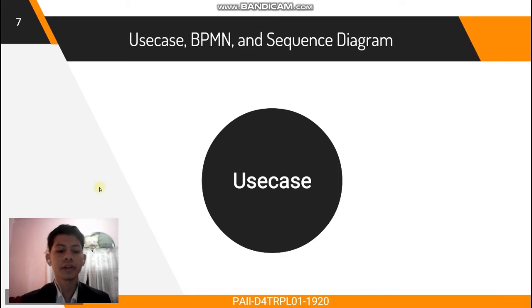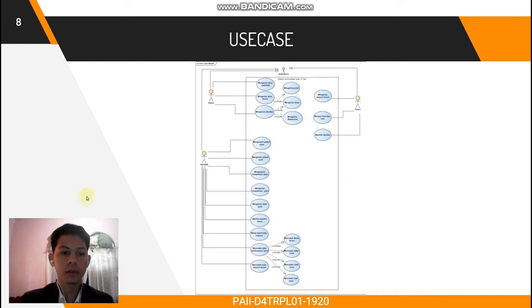Next, in this part, I will explain the use case diagram. As you know, a use case diagram is a diagram illustrating the relationship between actors and the system. A use case diagram can describe the interaction between one or more actors and the system to be created. Next, this is the use case. There are three roles, namely administrative staff, admin, and lecturer.